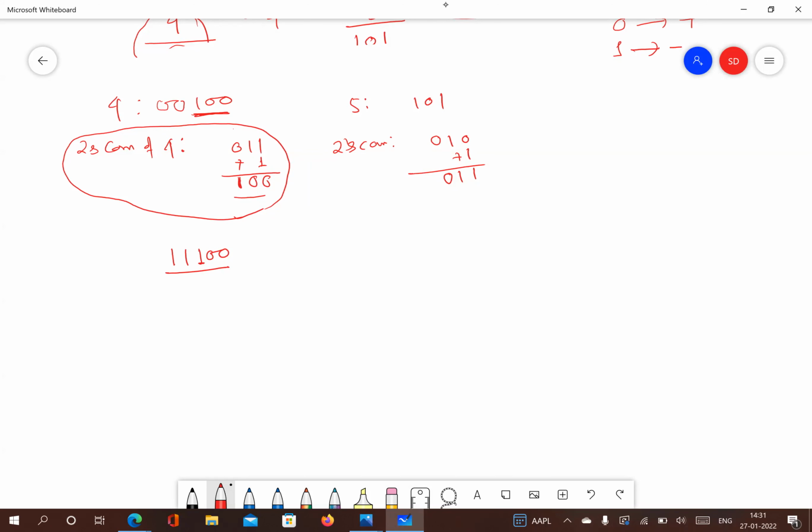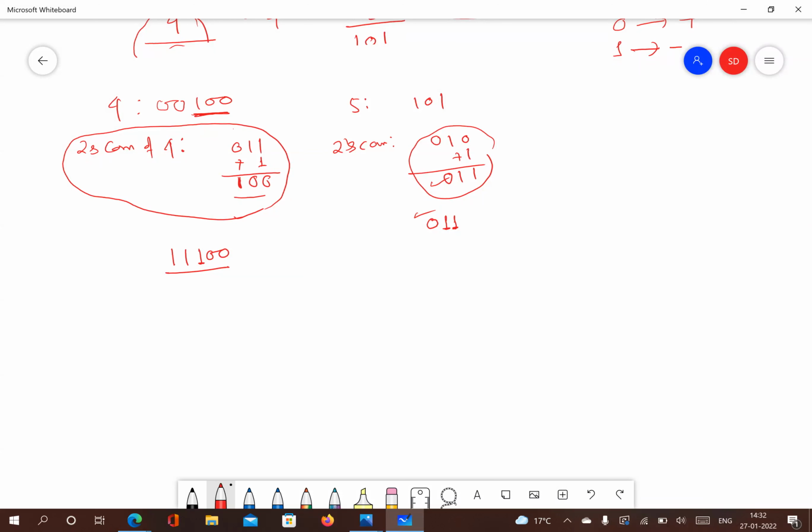Suppose for 5, I am ignoring all this and trying to calculate the two's complement of 5. I will keep flipping the bits until I reach the last 1. So the first 1 becomes 0, the 0 becomes 1, and the moment I reach the last 1, I will not flip that, so the value will be 0 1 1. In short, you can calculate the two's complement in this way: from the rightmost bit, you keep flipping the bits until you reach the last 1. The moment you reach the last 1, don't flip that bit and don't continue flipping.